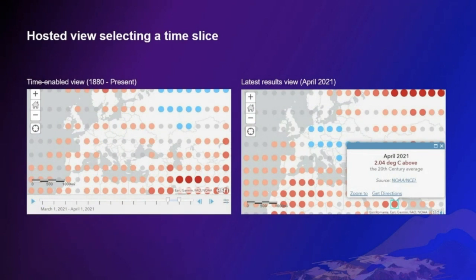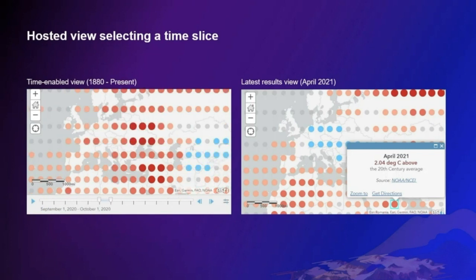The NOAA Global Temperature Anomaly dataset in Living Atlas is another layer that uses multiple views. There is a view with the complete historic dataset and another view with the latest monthly results. The view on the left can be used to see how temperature anomalies have changed over time. The view on the right is used to assess the latest values on temperature anomaly around the world.